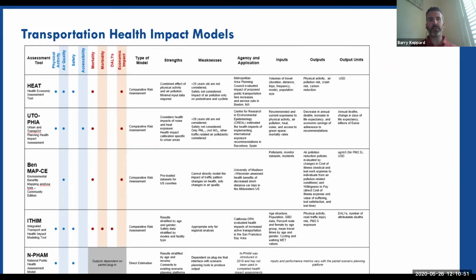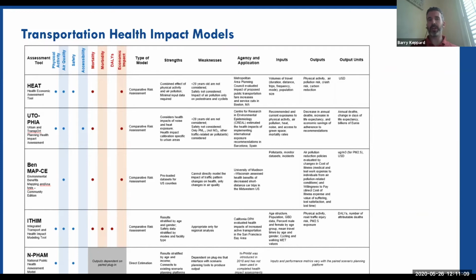And you can look, moving left to right, essentially at what the types of inputs are that feed into those. So they're looking at physical activity, air quality, safety, accessibility. In some cases, some of these actually go beyond some of the measures that are noted, but then looking at essentially what the outputs can be.